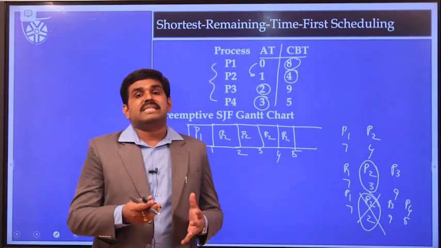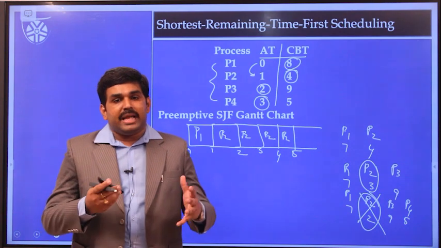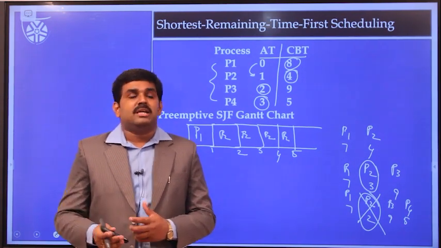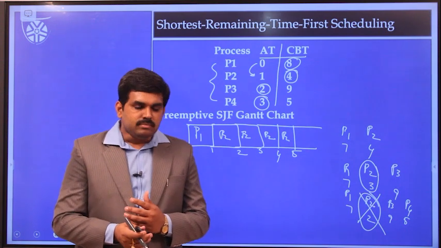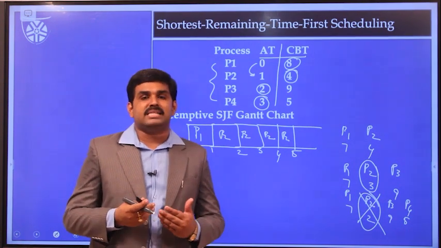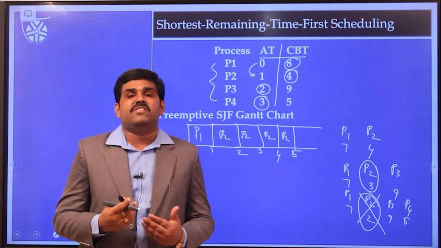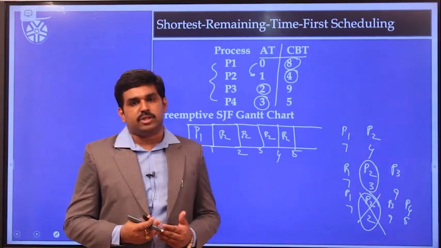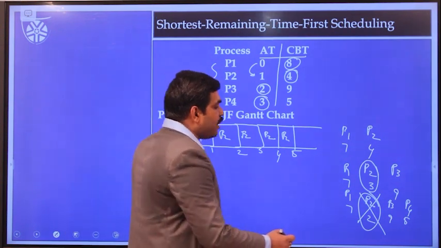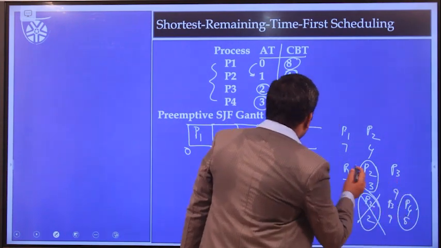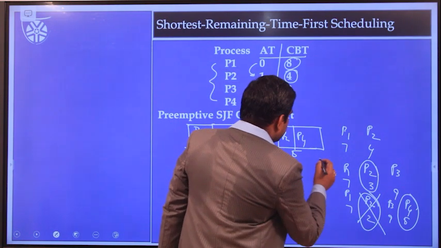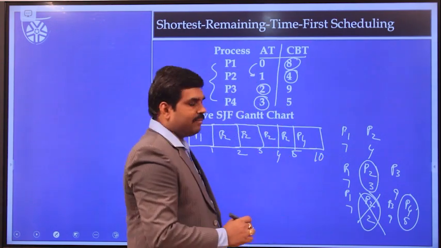Once all the processes have entered into the main memory, what is the difference between the shortest remaining time first and shortest job first? Once after arrival of all the processes into the main memory, there will be no specific difference between the shortest job first scheduling and the shortest remaining time first scheduling algorithm. Based on that, I am going to assign the CPU for the P4 process next. P4 is going to be assigned the CPU for 5 seconds, means 5 to 10, right?